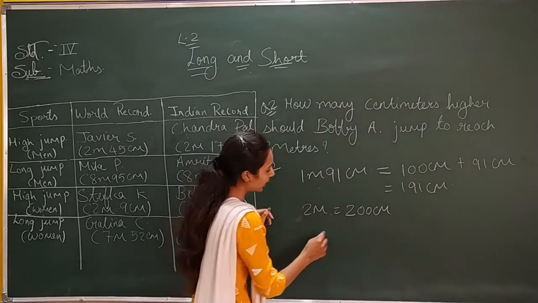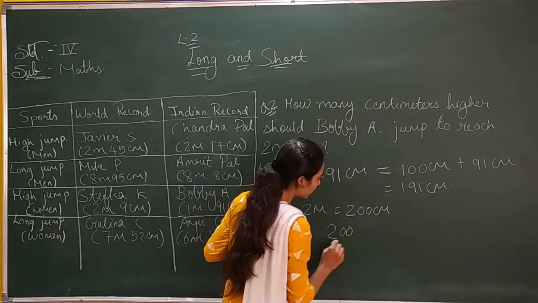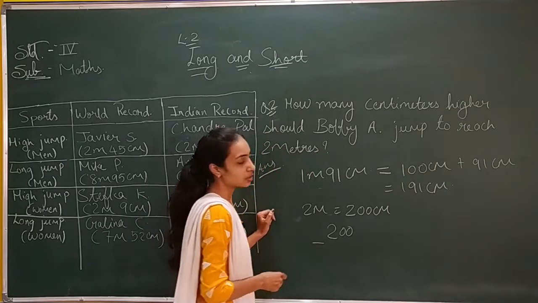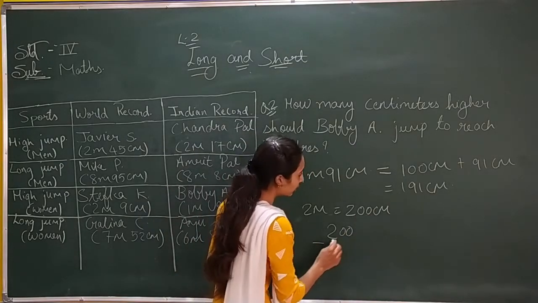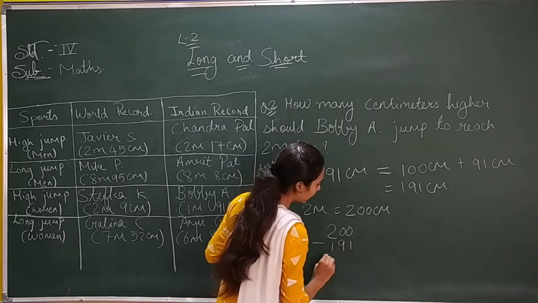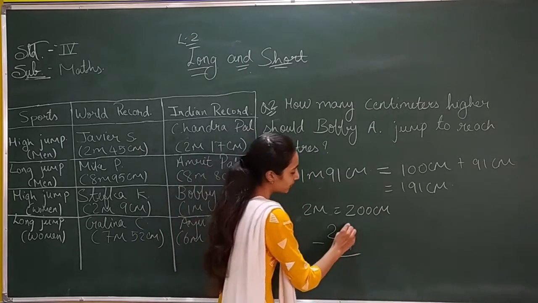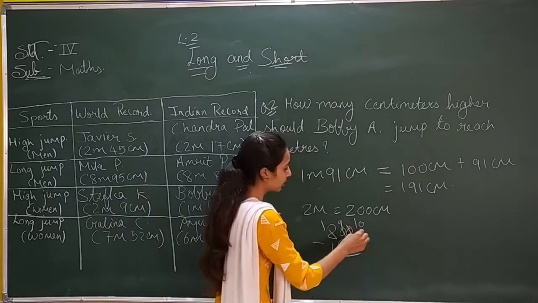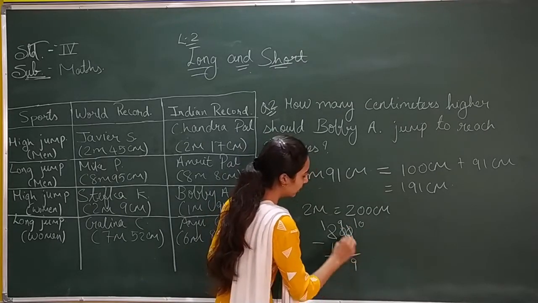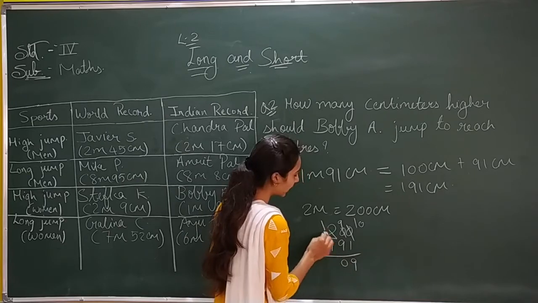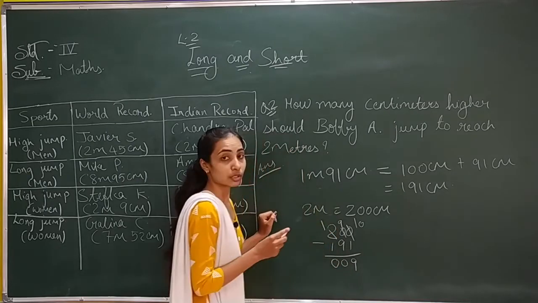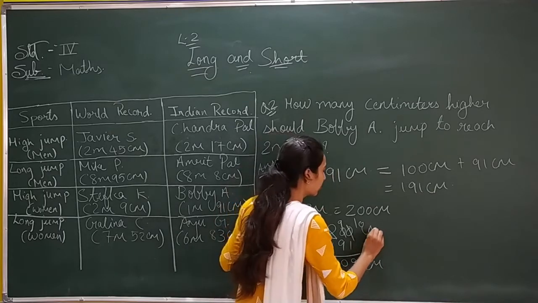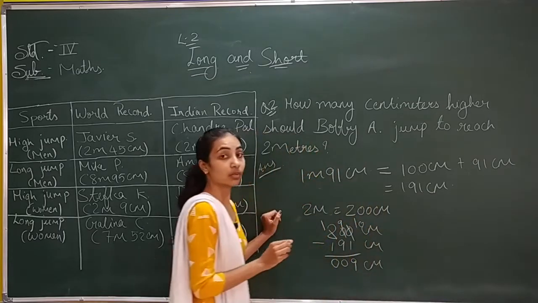So now you can say that she is jumping less than 2 meters. How can we find how much more she should jump? We will do subtraction. How much higher? So we will do subtraction. 200 minus 191. So we will borrow 10, 9 and 1. 10 minus 1 is 9, 9 minus 9 is 0 and 1 minus 1 is again 0. So she has to jump 9 centimeter more to reach 2 meters.